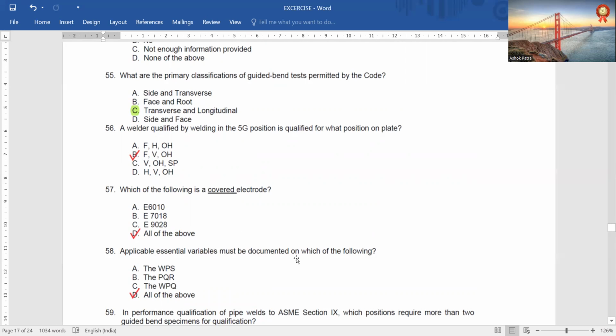Applicable essential variables must be documented on which of the following? Essential, everything, all of the above.